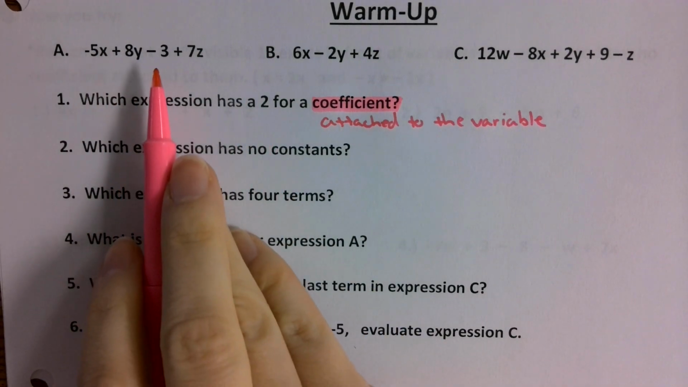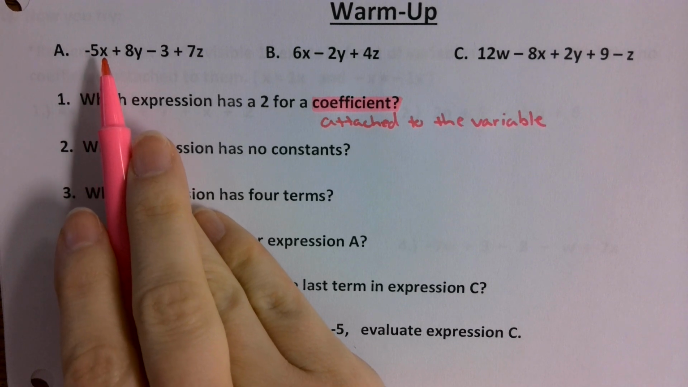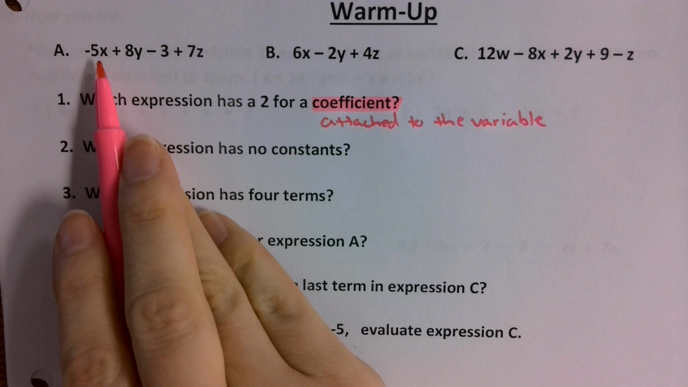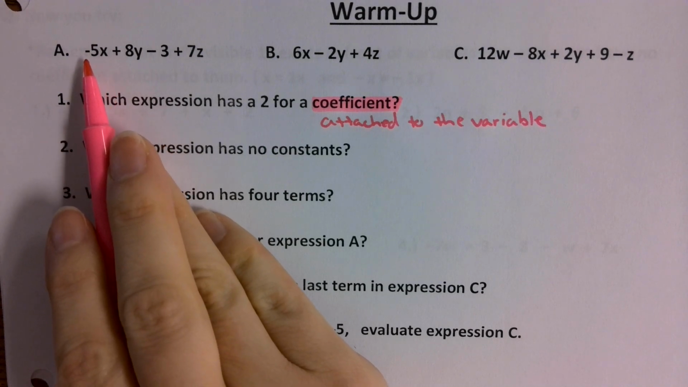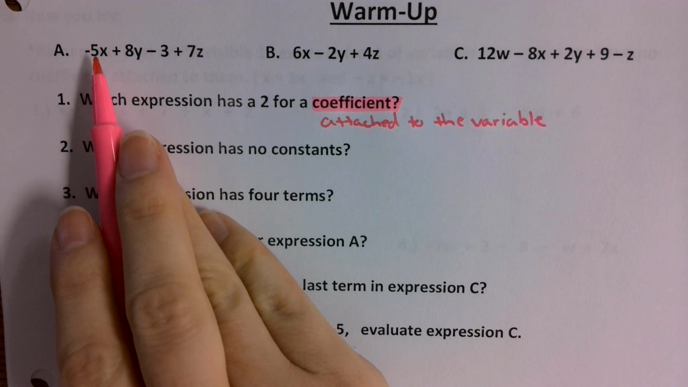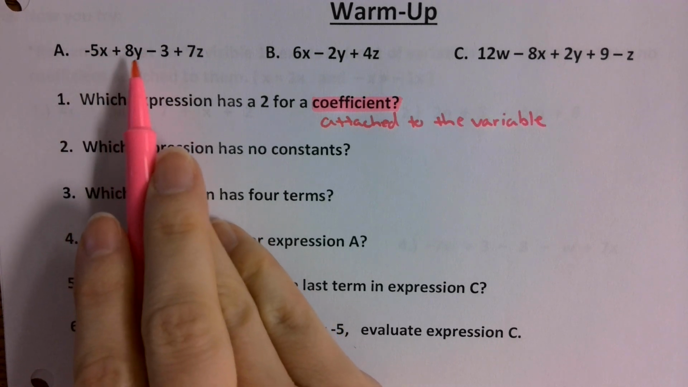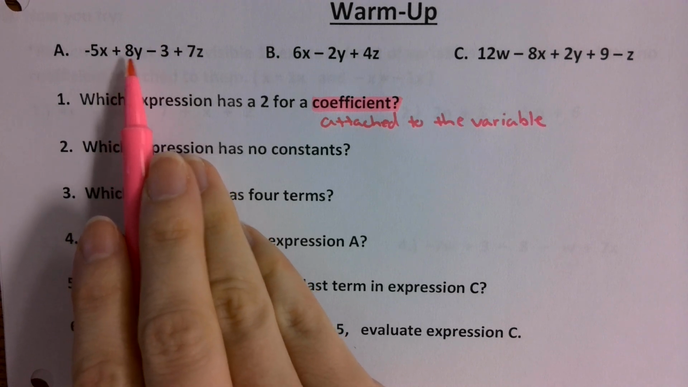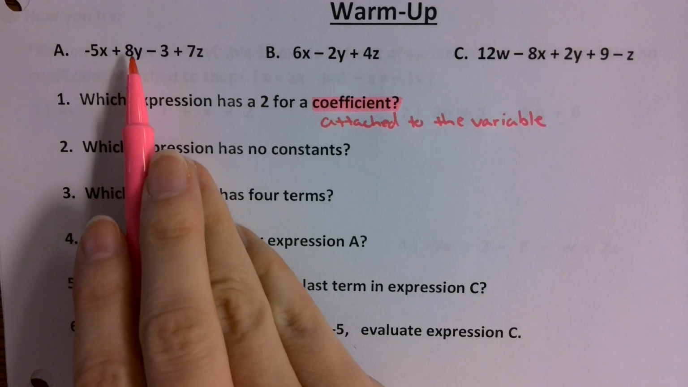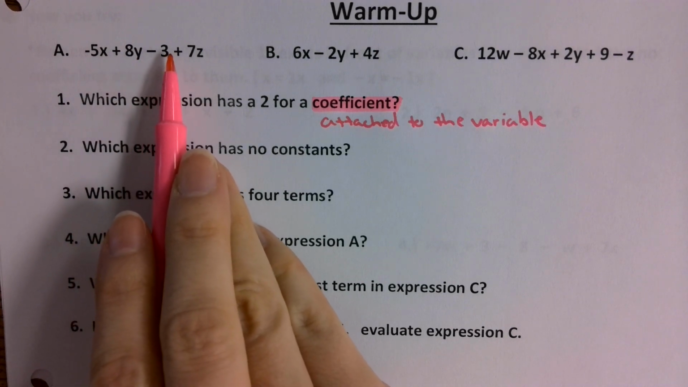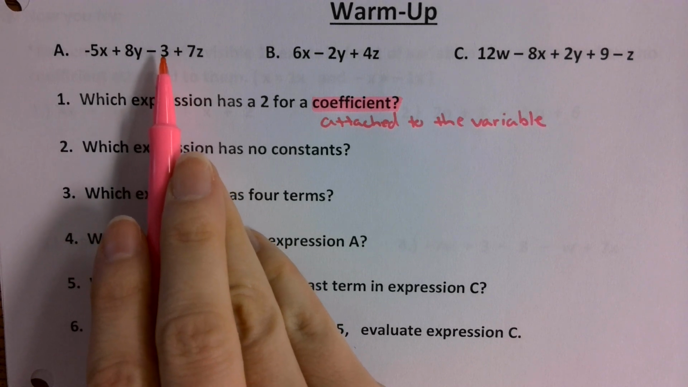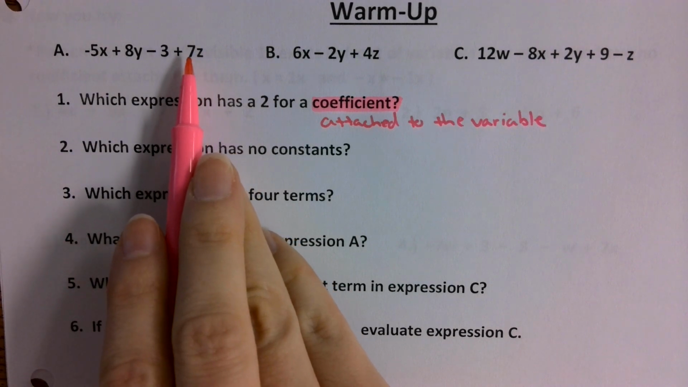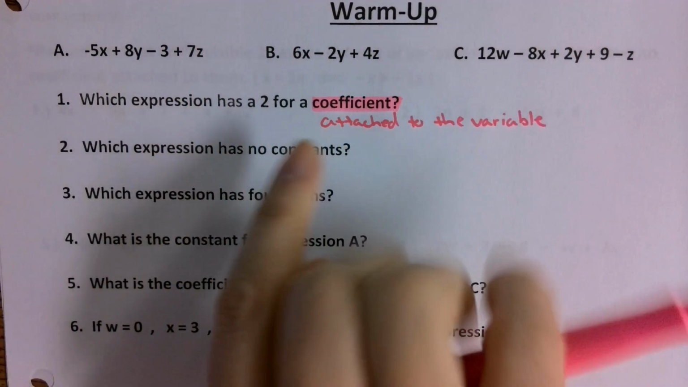So let's take a look at the first expression. What is the coefficient for the first term here? What's this coefficient, Isaiah? Not just 5, but negative 5. What about here? Is this a coefficient? Yes, it is a coefficient because it is attached to a variable, so that's a positive 8. Is this a coefficient? No, because is it attached to anything? No. What about here? Yeah, it's attached, but is that a positive 2? No.